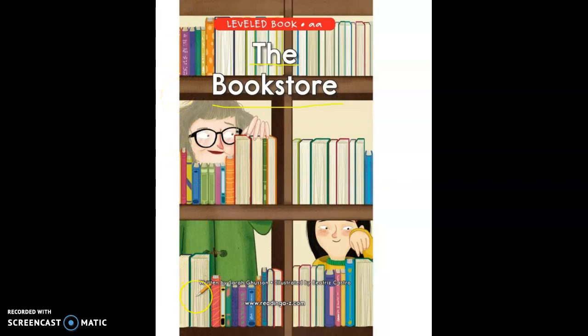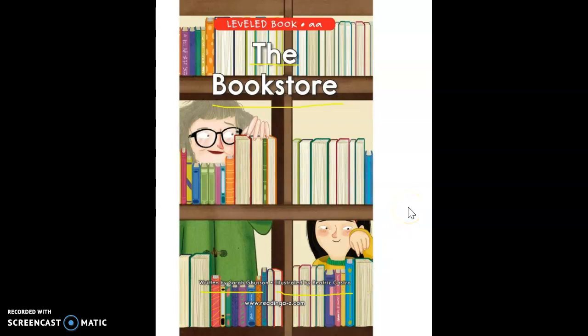Down here we can see the author. Remember, the author is a person who writes the words in a book. This is our author, written by Sarah Goosen. The illustrator is the person who draws the pictures, and the illustrator of our book today is Beatrice Castro.